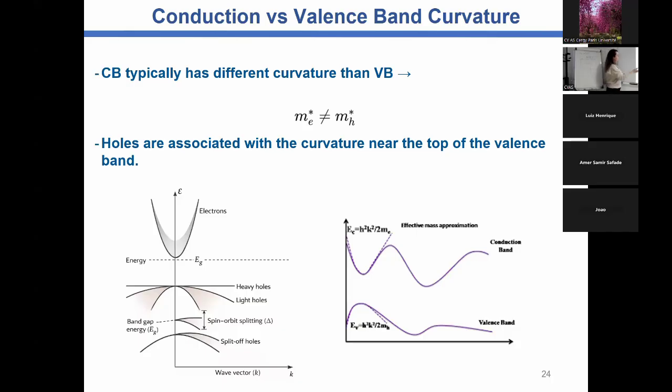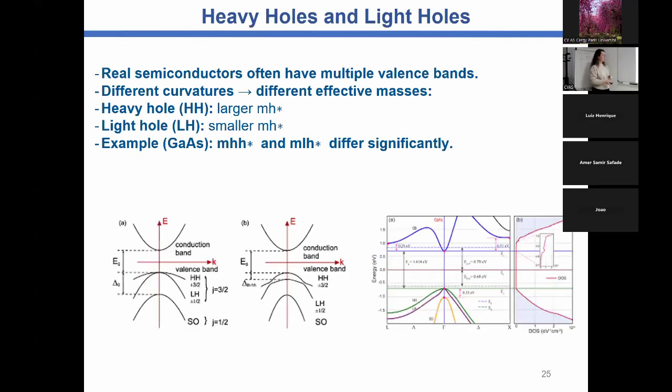So if we have heavy holes, the curvature of the density of states will be lower than if we have light holes. So when we have heavier holes, we have an almost flat band in terms of the shape of the density of states.